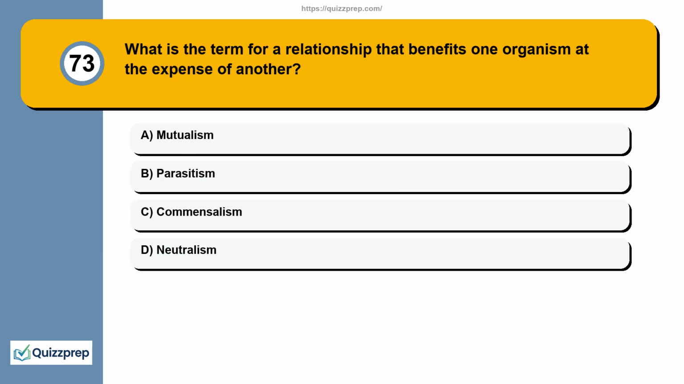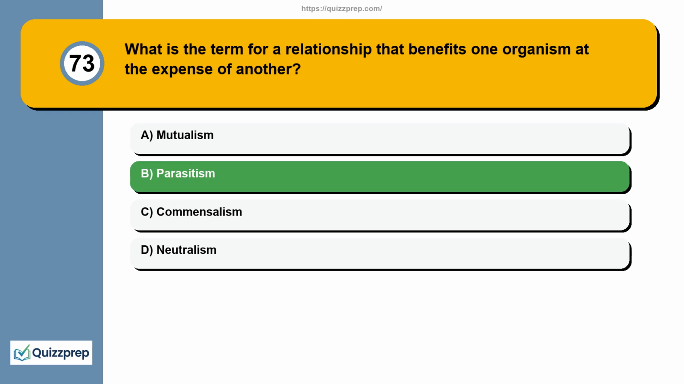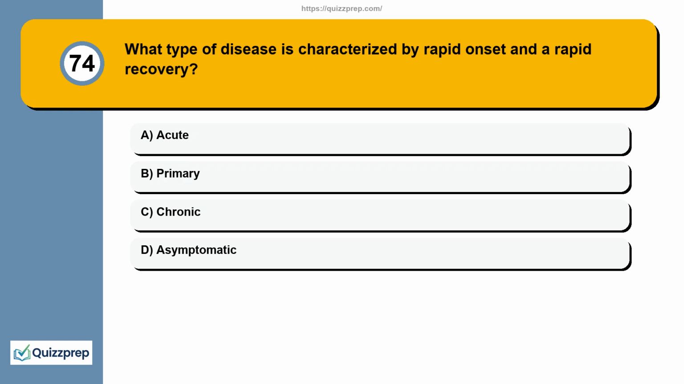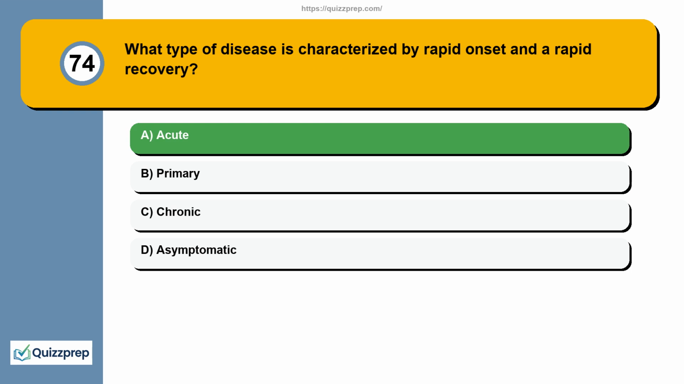Question 73. What is the term for a relationship that benefits one organism at the expense of another? Option A, mutualism. Option B, parasitism. Option C, commensalism. Option D, neutralism. The correct answer is option B, parasitism. Question 74. What type of disease is characterized by rapid onset and a rapid recovery? Option A, acute. Option B, primary. Option C, chronic. Option D, asymptomatic. The correct answer is option A, acute.